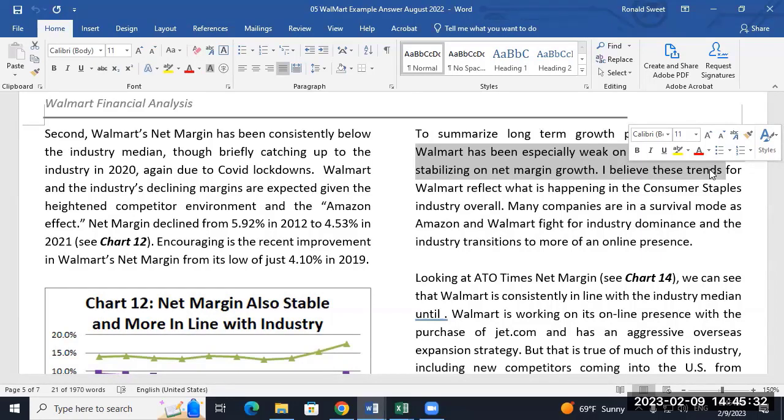Go back and look and see, how did my company do? Where were they strong? How were they on asset turnover? Were they above the industry, below? Were they rising or falling? How were they on net margin? Were they above industry, rising or falling? Know that before you get to this section.